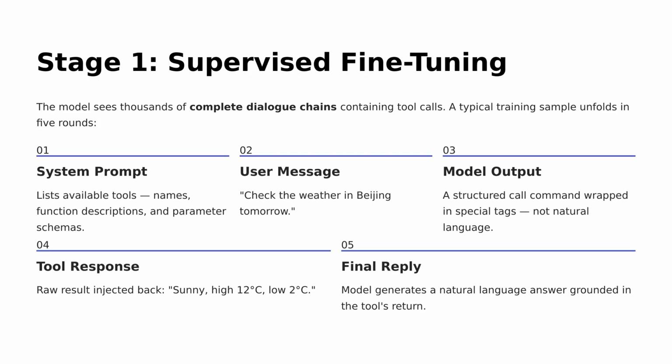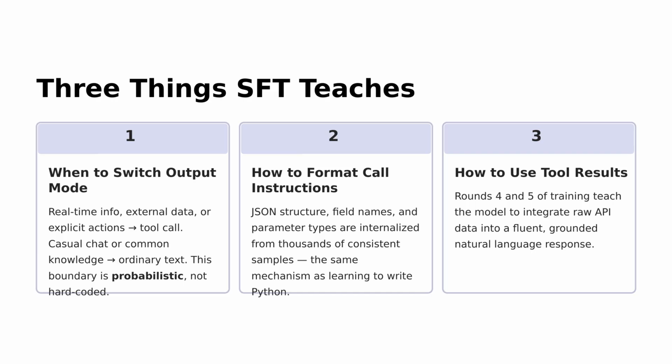In Stage 1 of supervised fine-tuning, the model is exposed to thousands of dialogue chains that include tool calls. Training typically involves 5 steps. First, the system lists available tools and their functions. Then, a user might ask for the weather in Beijing. The model generates a structured call, and the tool responds with raw data: Sunny, high 12 degrees Celsius, low 2 degrees Celsius. And finally, the model crafts a natural language reply based on this information.